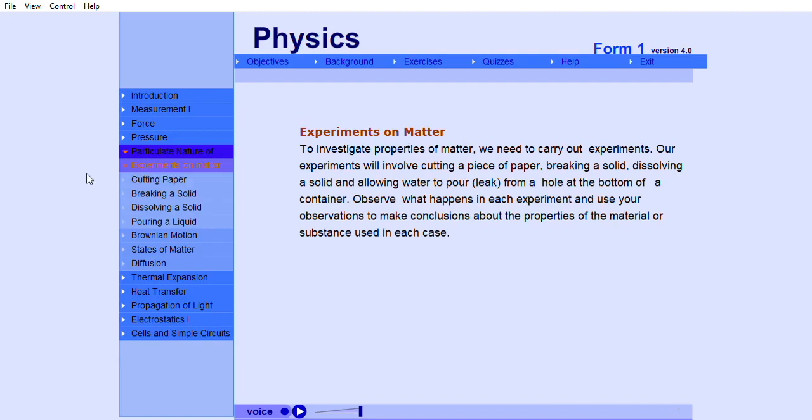Our experiments will involve cutting a piece of paper, breaking a solid, dissolving a solid, and allowing water to pour or leak from a hole at the bottom of a container. Observe what happens in each experiment and use your observations to make conclusions about the properties of the material or substance used in each case.